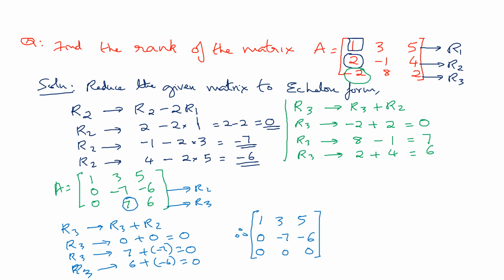It fulfills the condition. So now what happens? You see here, this is non-zero, this is non-zero, last one is 0. Therefore the rank of matrix A is equal to 2. Okay, so this is A only. So you get this as 2. Now one more problem we will solve.